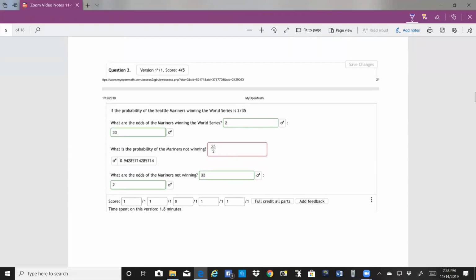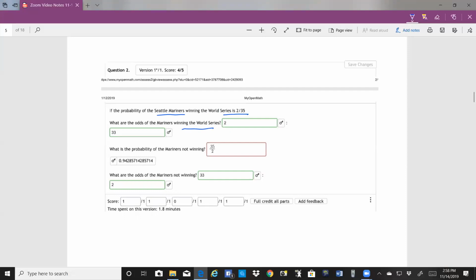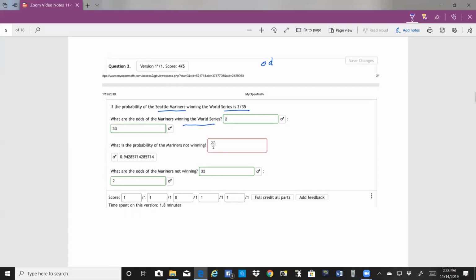Question 2 was on calculating odds. The probability of the Seattle Mariners winning the World Series is 2 out of 35. What are the odds of the Mariners winning the World Series? Well, the odds equals the probability of the event occurring divided by the probability of the event not occurring. And the probability of the event occurring, we already know, is 2 out of 35.